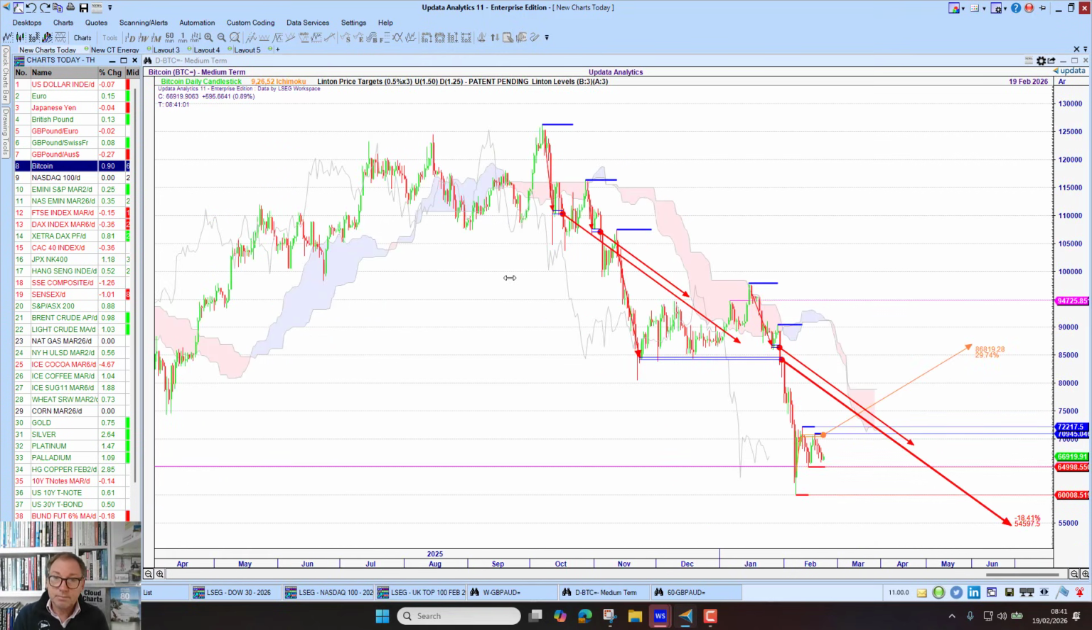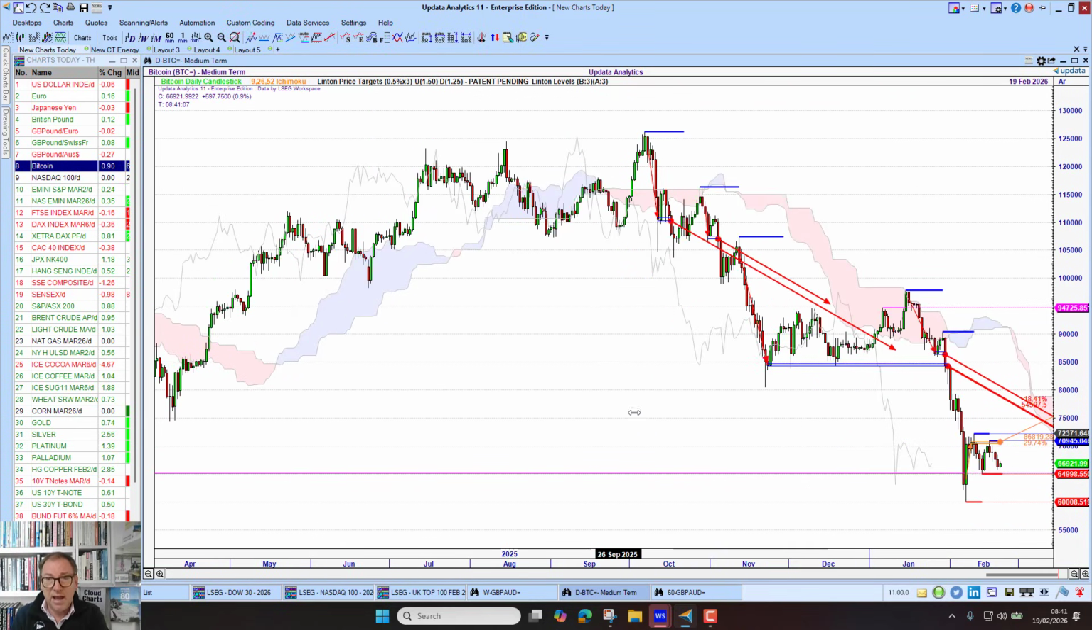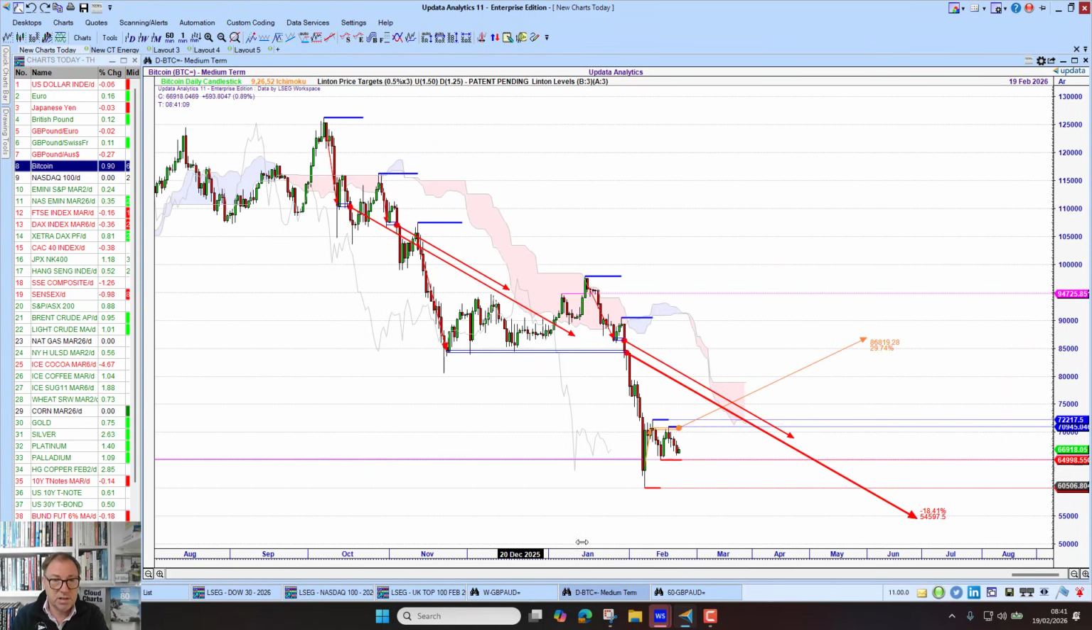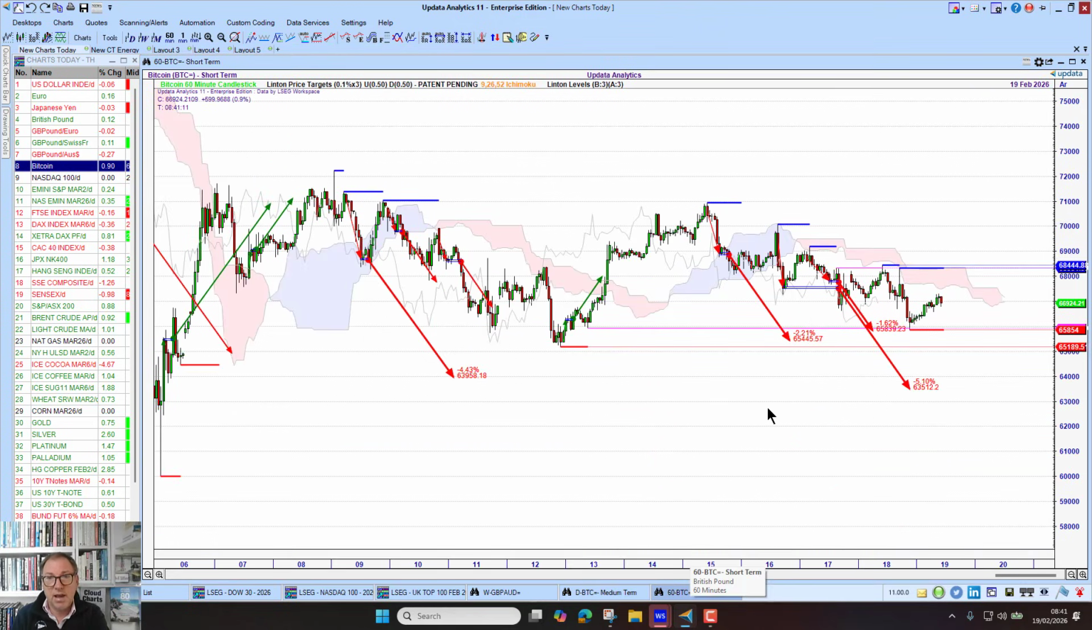Bitcoin. This, of course, has been a question as to whether we're going to activate this upside target. The downside target is still hanging over the price there for Bitcoin, so that's really quite key. And again, we look at the 60-minute chart. We're below the cloud with downside targets. It's not looking like a recovery anytime soon.